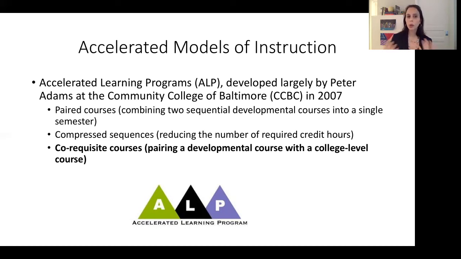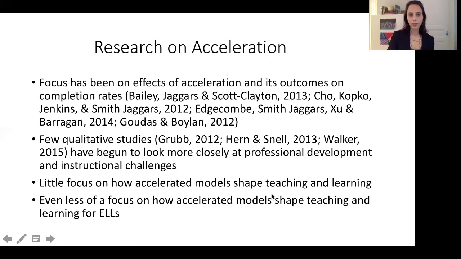So for the purposes of today's presentation, I'm going to focus on co-requisite courses, which have been implemented at the college that I will be discussing. So this idea of acceleration, right? Again, moving students through their coursework more quickly, particularly in the case of developmental education.